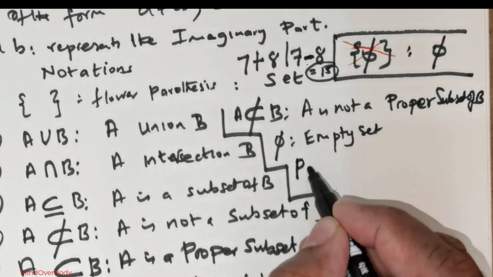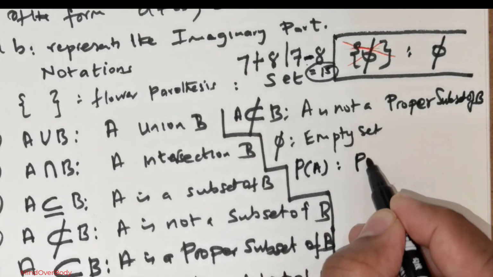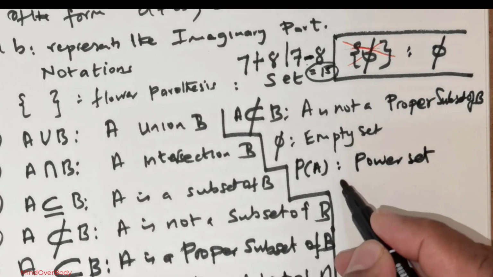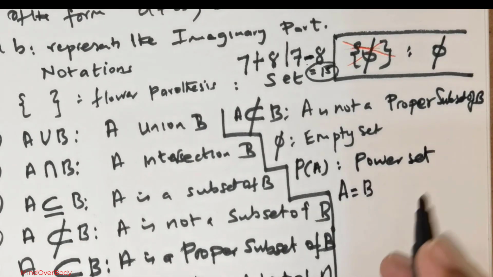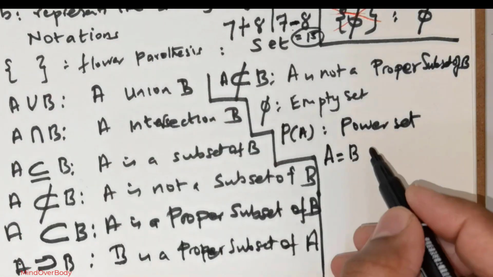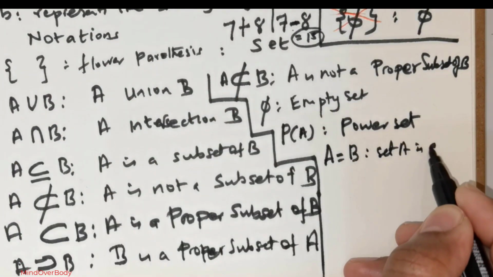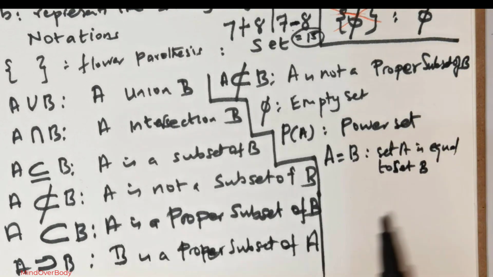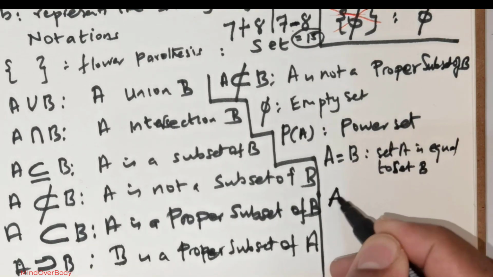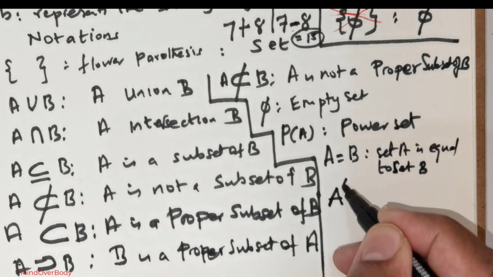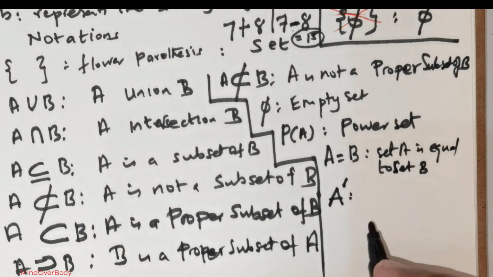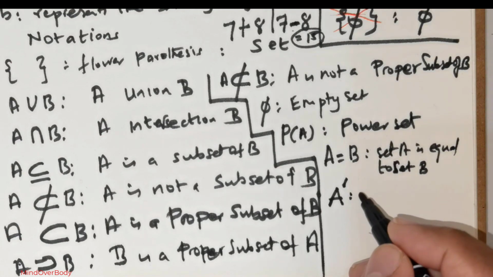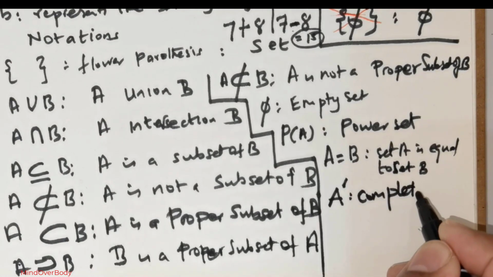Now at times you have this notation also, P of A. This is called a power set. When you study about power set, you will be introduced to it. Now if I write A is equal to B, this is for equal sets. This means set A is equal to set B, or you can simply say two sets are equal. Now in complements, we also use a C here, or you can give a slight dash here. Certain textbooks follow a dash, certain textbooks place a C there. Depending upon what textbooks you come across, this would mean complement.